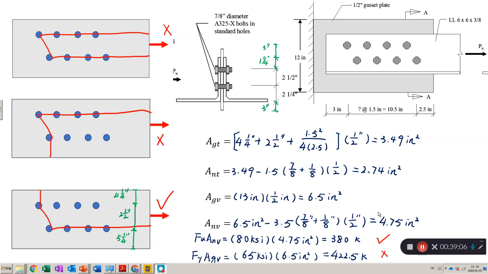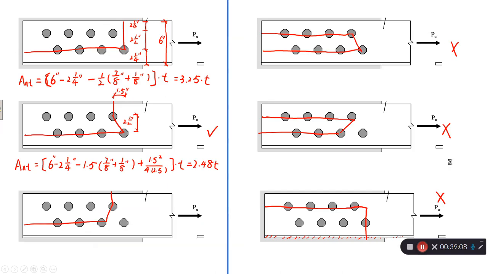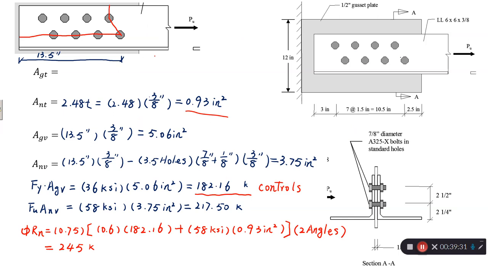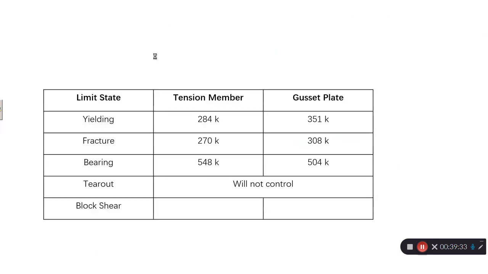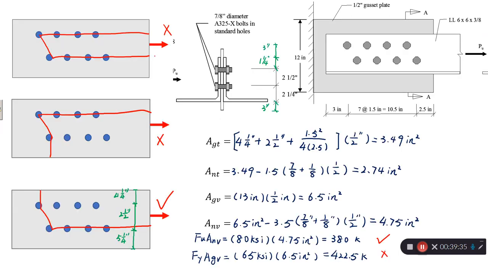Here I identify a mistake right here. In here, actually the distance from the top hole to the edge is going to be one and a quarter inches. But it wouldn't change any other answers because we use six subtracted by the bottom distance. So all right, we get that.